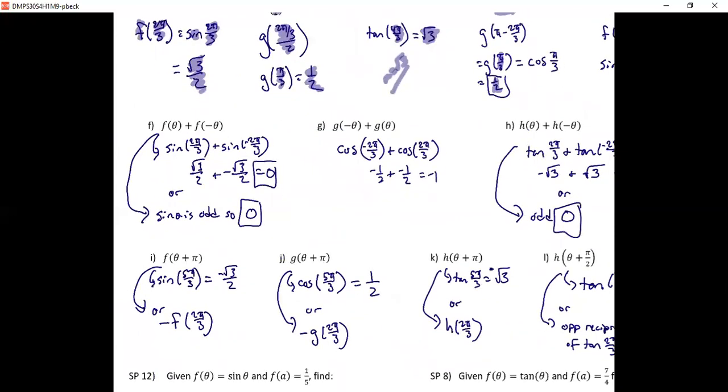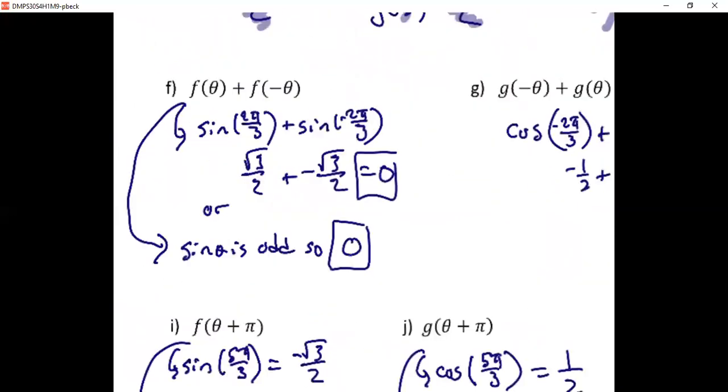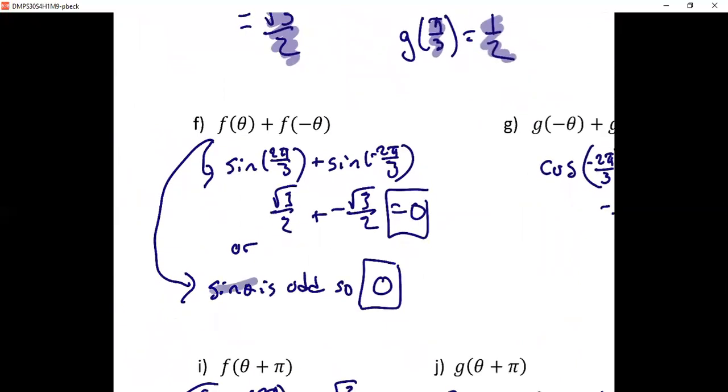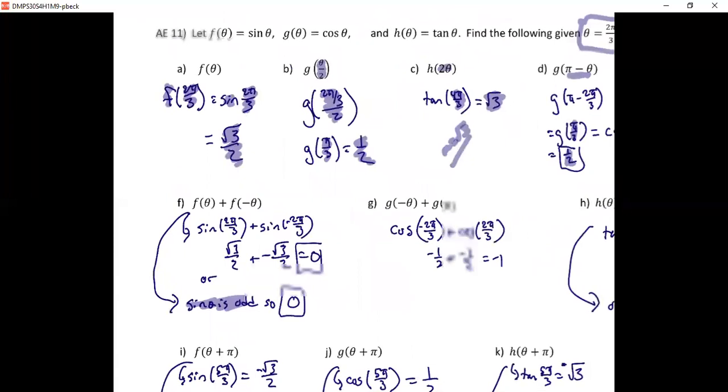For f, g, and h, what we could do is we can use the fact that sine is an odd function, and f is the sine function again. So f is the sine function. Since sine is odd, f of negative theta plus f of theta should equal 0. We still can do this one numerically though, if we really wanted to.